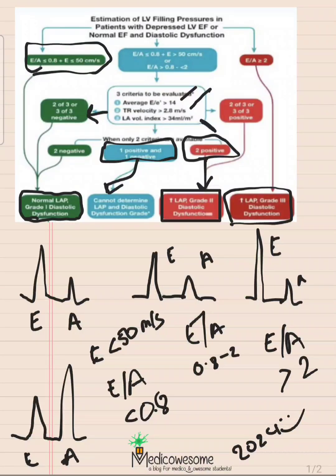I also wanted to add that the diastolic dysfunction algorithm is not perfect, and you have a lot of other things that you can evaluate to look for diastolic dysfunction, including the pulmonary veins, deceleration time and things like that. But that is beyond the scope of this video.